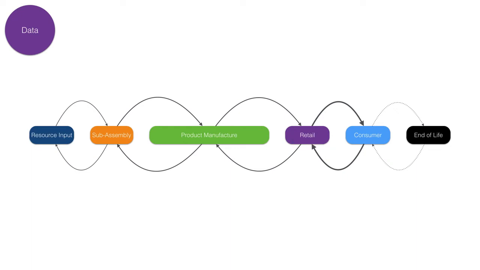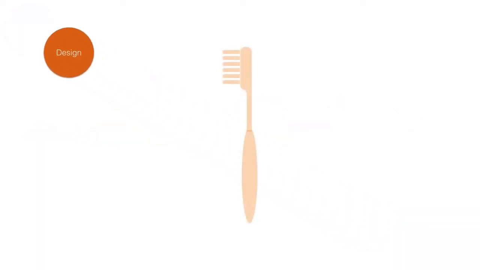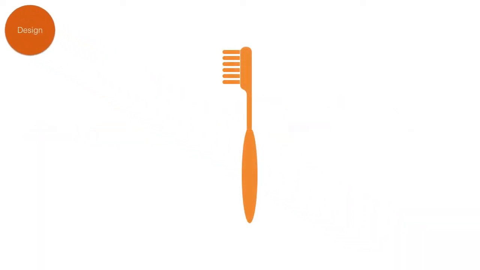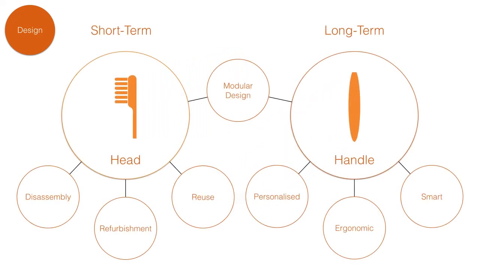Now let's go back to the design of the toothbrush and imagine how this will change in the future. The toothbrush of the future will be modular, allowing for separation of the handle and the head. The head will be designed for short-term use and disassembly, with all materials chosen for future refurbishment and reuse. The plastic head may be designed to be separated from the nylon bristles, allowing for it to be sanitised and refurbished, with bristles that have been melted down and recycled for reuse.